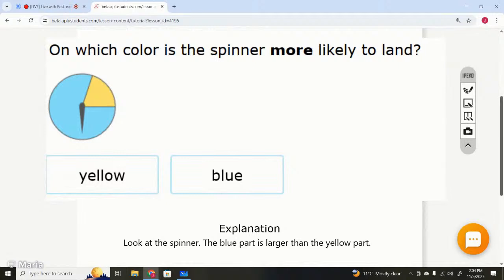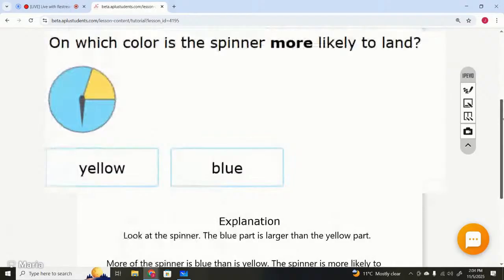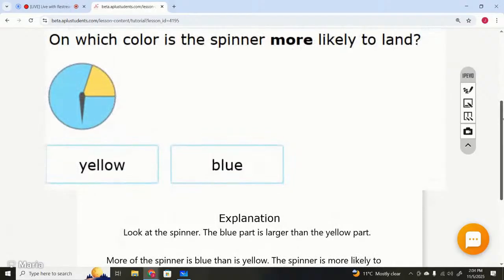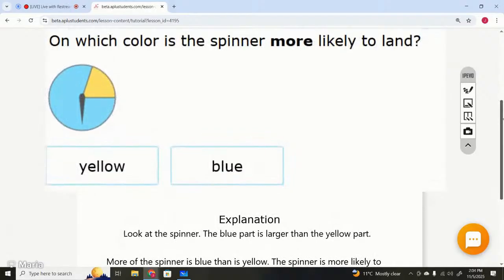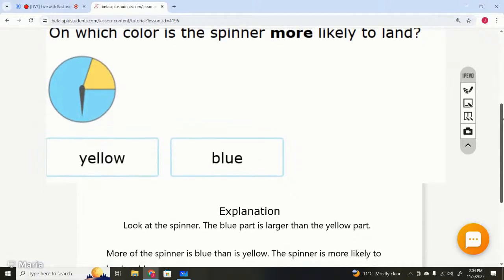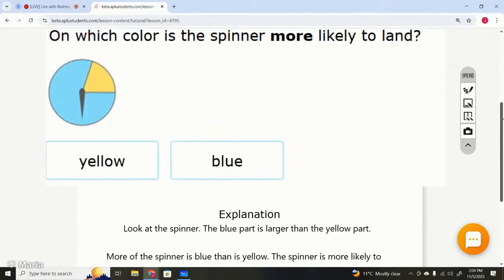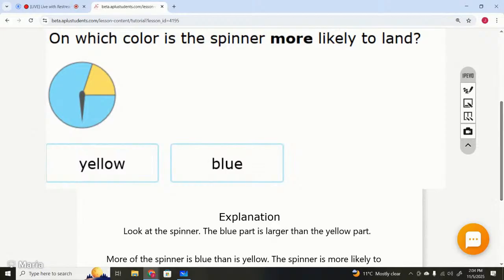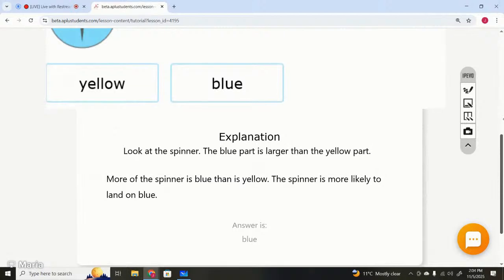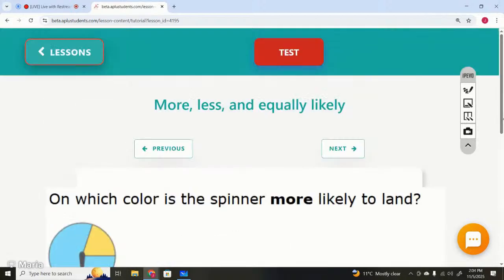Got it? So just look at the spinner. The blue part is larger than the yellow part, right? So more of the spinner is blue than yellow. The spinner is more likely to land on blue because the most portion of the spinner is blue. Got it? So the more portion has the more chances to land on.